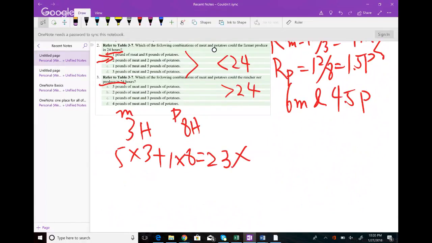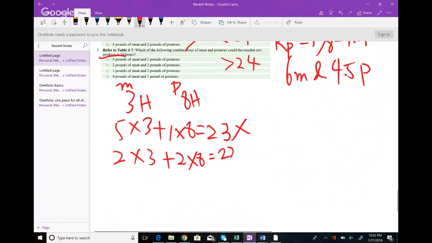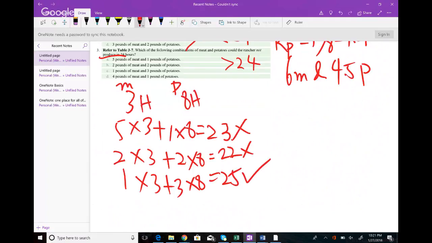So that's not good. Next, 2 pounds of meat, 3 hours each, plus 2 pounds of potato, 8 hours each. So 6 plus 16, that's a 22. That's not good either. 1 pound of meat, 3 hours each, plus 3 pounds of potato, 8 hours each. Oh, that is good. That's going to be a 25. So that looks like the answer for us. Last one, 4 pounds of meat, 3 hours each, plus 1 pound of potato, 8 hours each. So 12 plus 8, that's a 20. So that's also not it. So the right answer is going to be C over here.